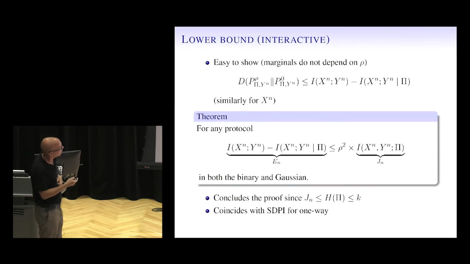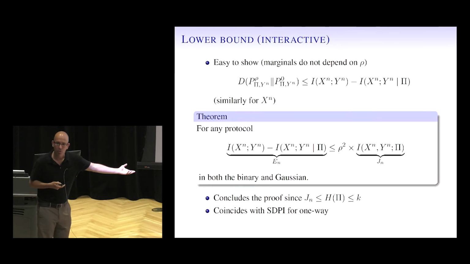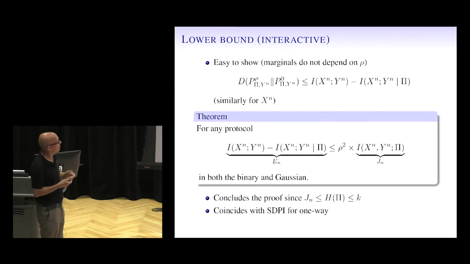We can call these exchanged and injected, E_n and J_n. And the proof is concluded because J_n is obviously upper bounded by the entropy of the protocol, which is k. So you're done, and that's it. So if you prove this, then you're done.